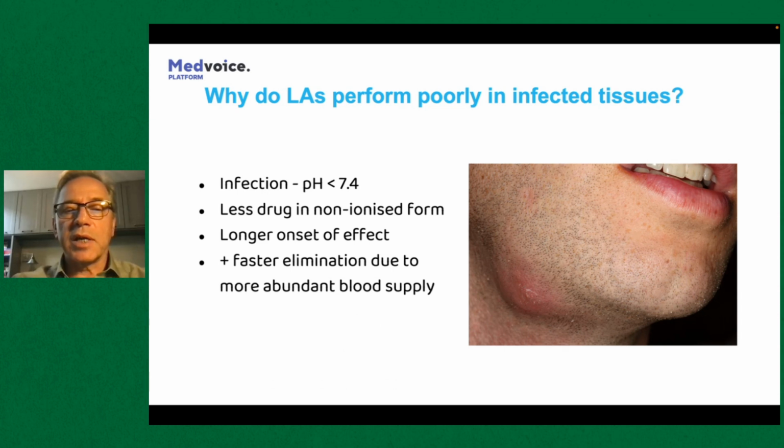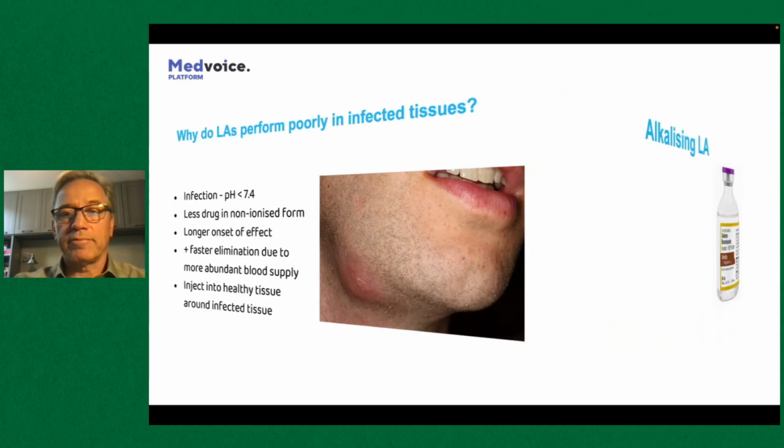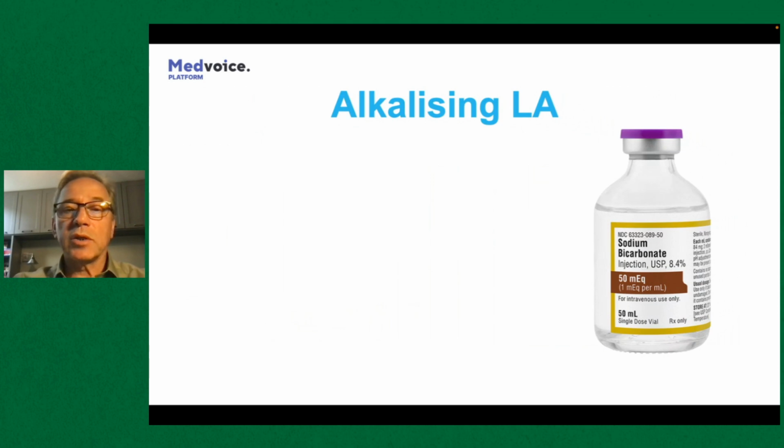Plus, the faster elimination due to more abundant blood supply takes the anesthetic out of the tissues. So, if you really want to use local anesthetic for abscesses, you need to inject into the healthy tissues around this infective area. What else can we do to increase the speed of onset?